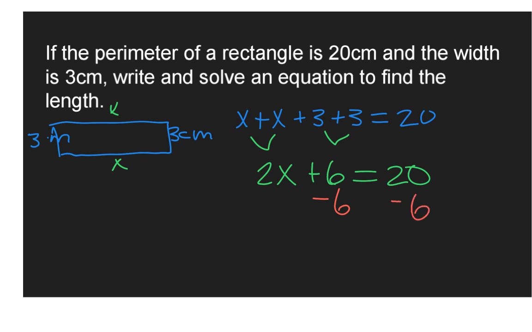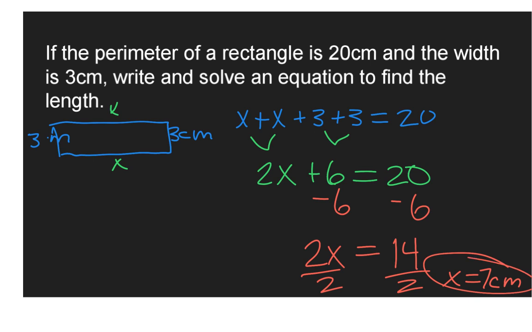And then what I'm left with is 2x equals 20 minus 6, which is 14. 2 times x equals 14. So I can divide both sides by 2, and I would get x equals 7. And we're dealing with centimeters. So we think it's 7 centimeters.